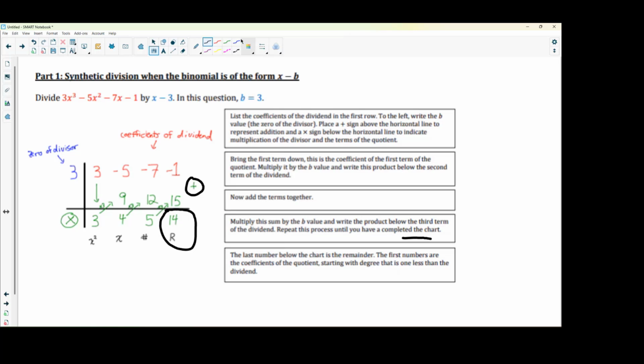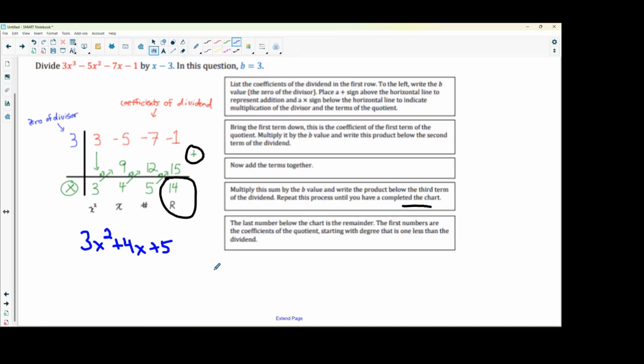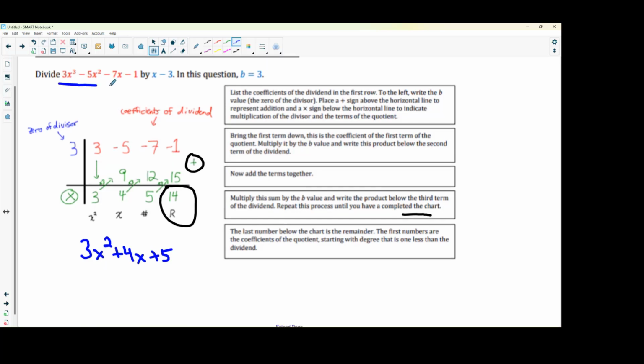What does that mean? What's the highest degree of our polynomial? It's 3. So 1 less than 3 is 2. That means 3x squared plus 4x plus 5 is going to be our answer when we divide this polynomial by this binomial. And we have a remainder of 14.